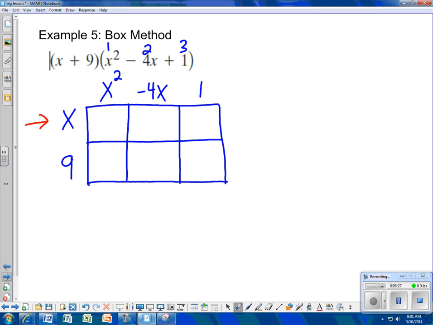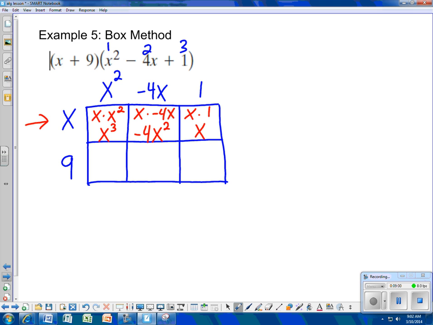So we'll first do x times x squared, which will be x cubed. Then we're going to do x, the original x again, times negative 4x, which would be negative 4x squared. Then we're going to do x times 1, which will be just 1x. Notice I didn't write the 1. You don't have to write it.